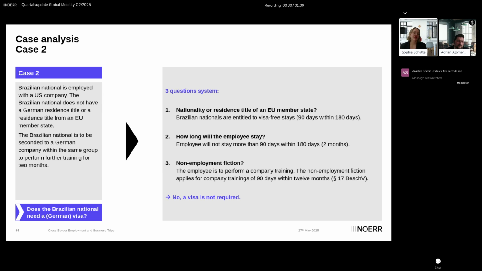With our next question, will this employee stay within this period? Again, yes, he will stay for no more than 90 days within a 180 days period, because he's only coming to Germany to perform this further training for 2 months. And then we have the final question: is this further training considered employment or not?